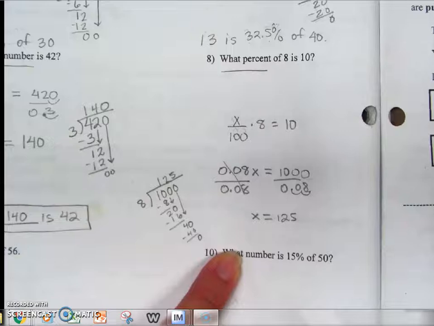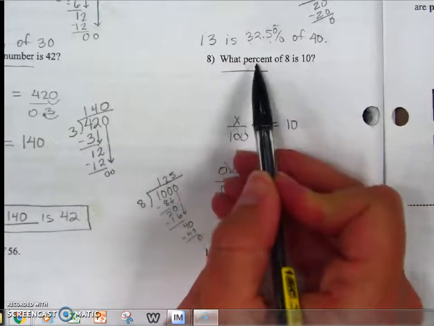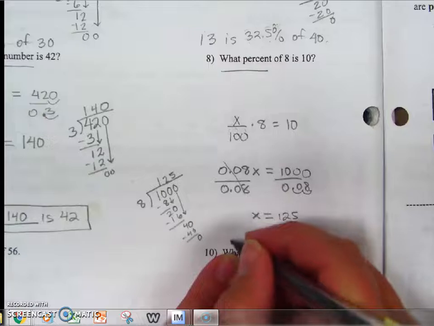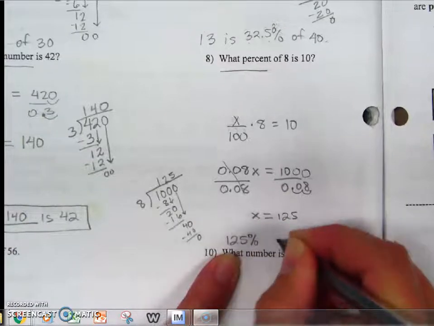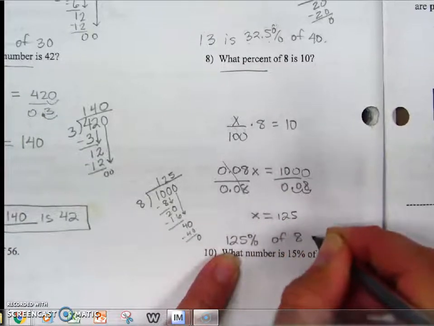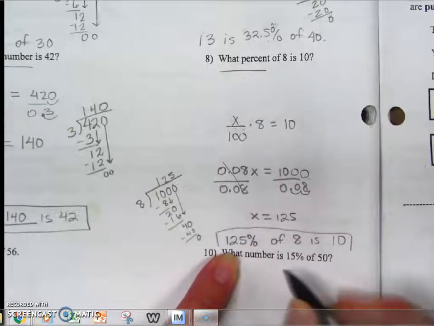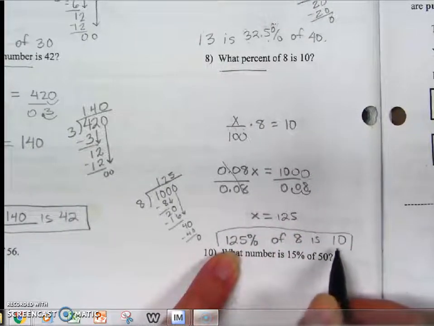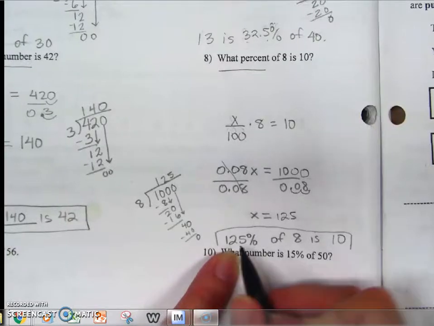Well, what was that answer standing in for? That was standing in for the percent. So instead of what percent, we're going to write 125% of 8 is 10. And that makes sense. What percent of 8 is 10? Well, that's a bigger number than 8, so it makes sense that it's going to be more than 100%.